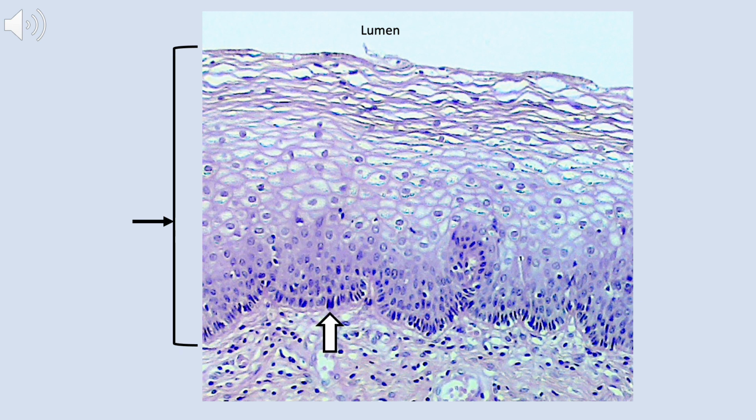Now I look down to find the basement membrane, and I've got to go quite a ways down to the bottom of that bracket, and that indicates that our basement membrane is pretty far away from the apical surface with a lot of cells in between. So we've got a stratified epithelium for sure here.